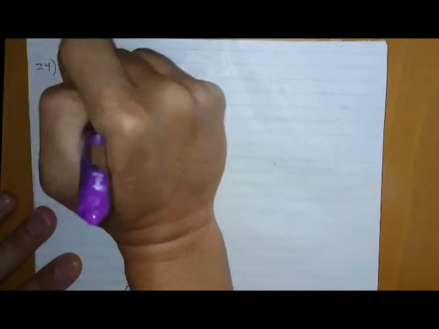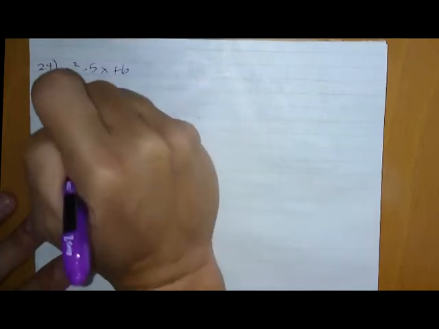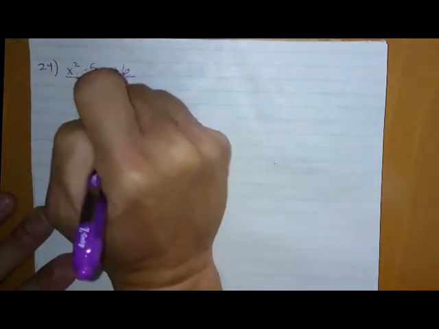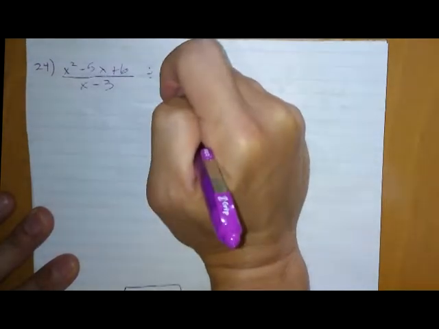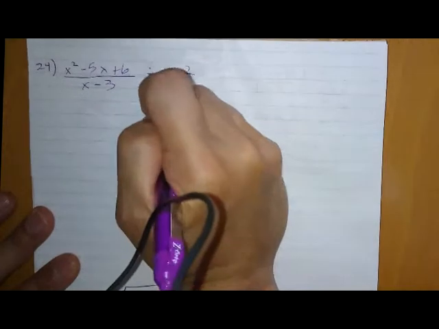Okay, number 24. Okay, I'm going to use x instead of a. It says x to the second minus 5x plus 6 over x minus 3 divided by x minus 2. If it helps, over 1.